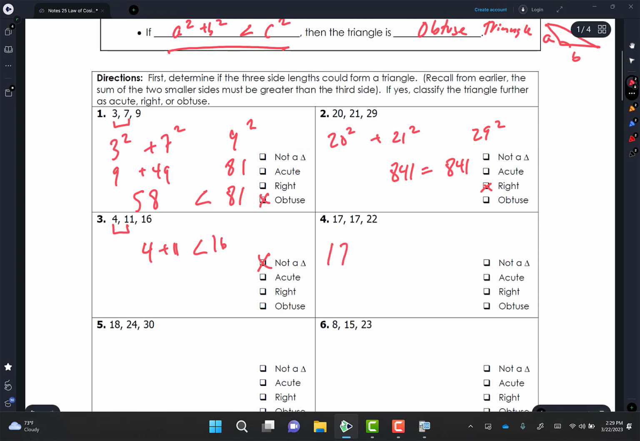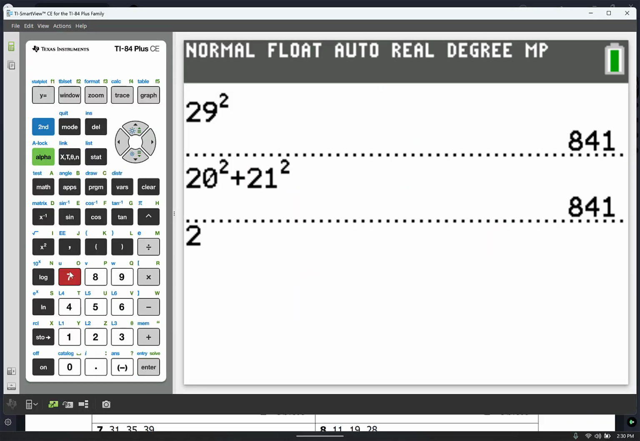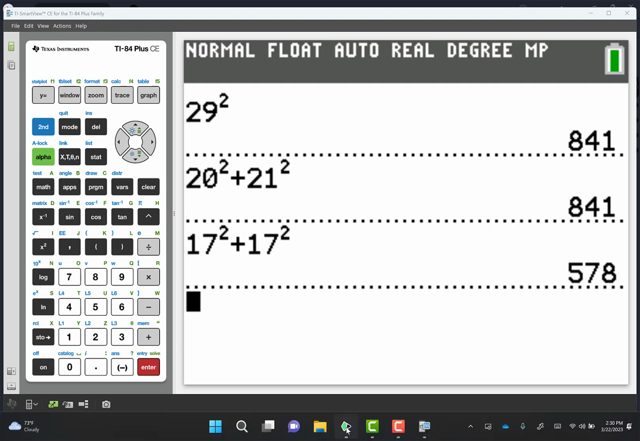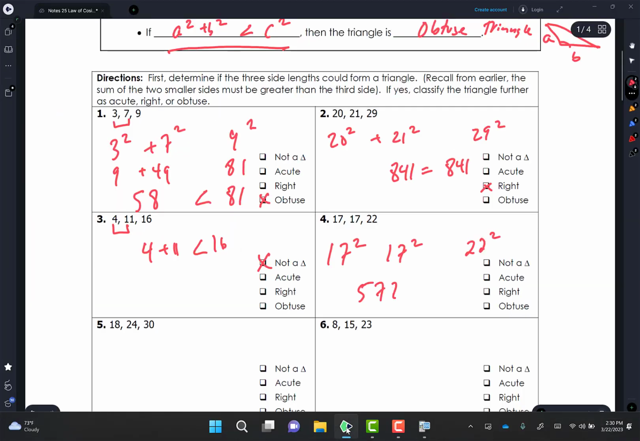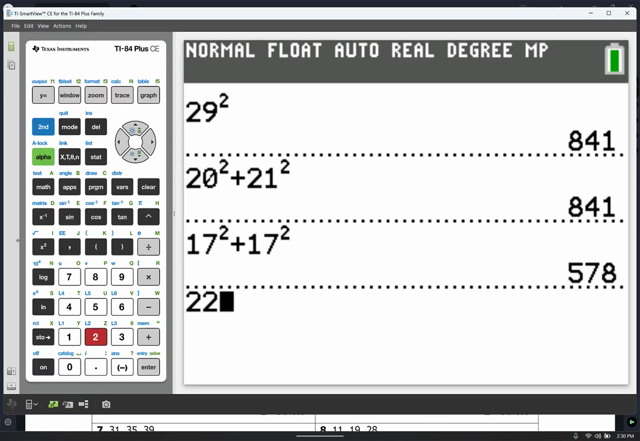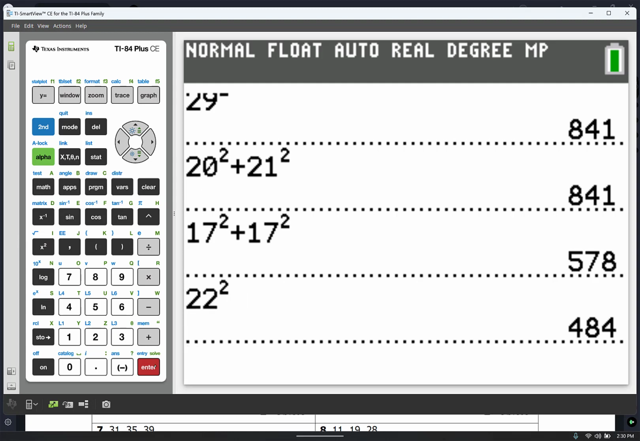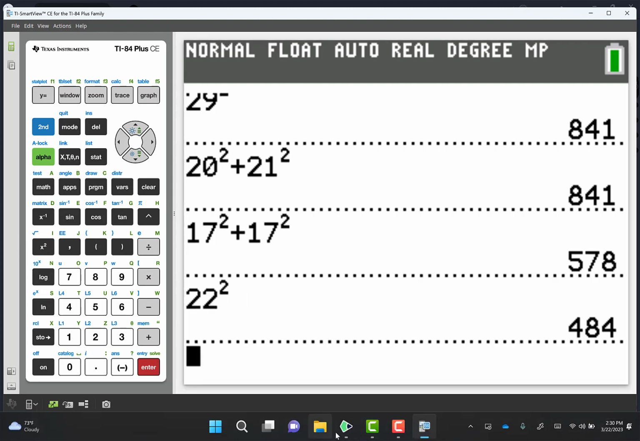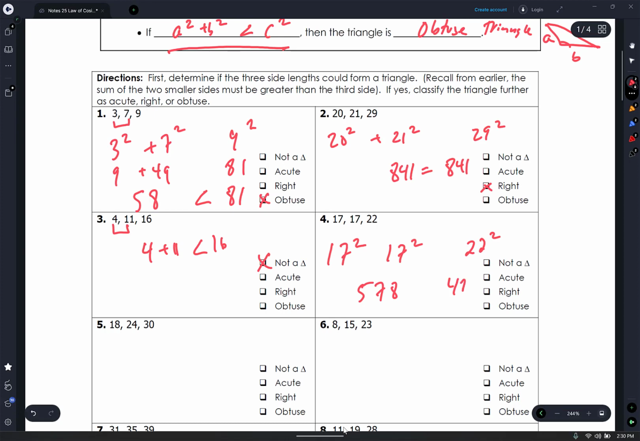One last one. I have a feeling this one's going to be an acute: 17 squared, and 22 squared. So, yeah, 17 squared. Oh, I put 27. 17 squared plus 17 squared is 578. And 22 squared, I have a feeling, is a much smaller number. I mean, not much smaller, yeah. 484. So, what's bigger?